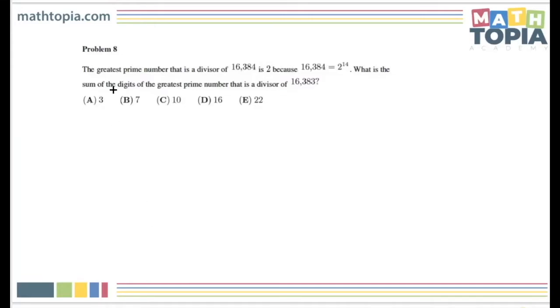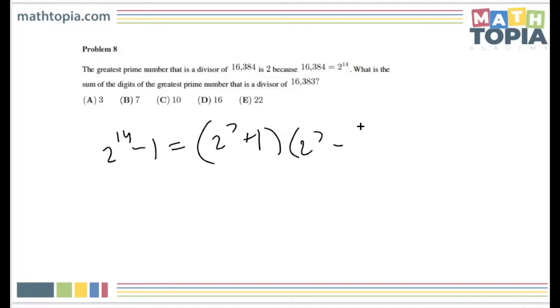And then it asks, what is the sum of the digits of the greatest prime number that is a divisor of 16,383? Well, 16,383, if you didn't already know, is just 2 to the 14 minus 1, from what was just said in the previous sentence. And now we can use difference of two squares to get that this is equal to 2 to the 7 plus 1 times 2 to the 7 minus 1. We can find both numbers because they're just 3-digit numbers. 2 to the 7 is 128. So we just get 129 times 127.